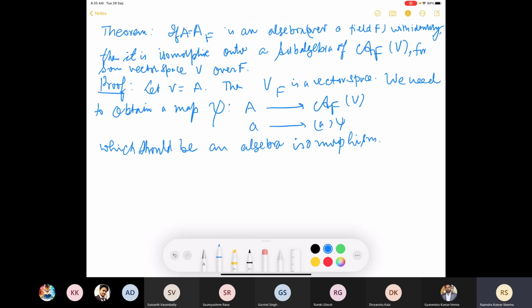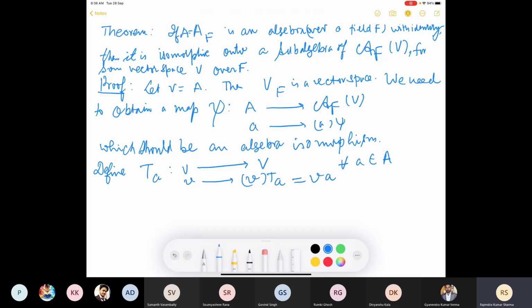So now take, for example, define say T_A. Here, for every A, V to V. So define for every A in A, T_A, that V goes to VA under T_A. Define this map as T_A.